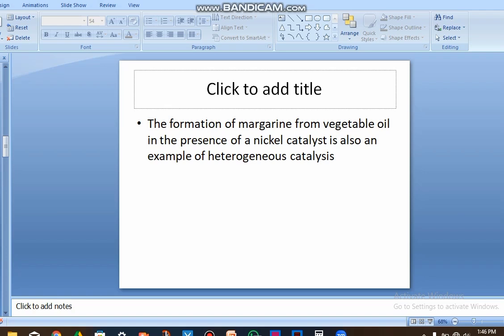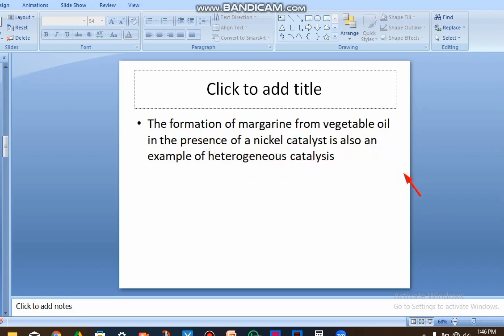Are you getting it now? So the production of margarine in the presence of nickel. This is how JAMB sets the question. They will just write: the formation of margarine from a vegetable oil, what is used as the catalyst? Are you getting it now? What is used as the catalyst?